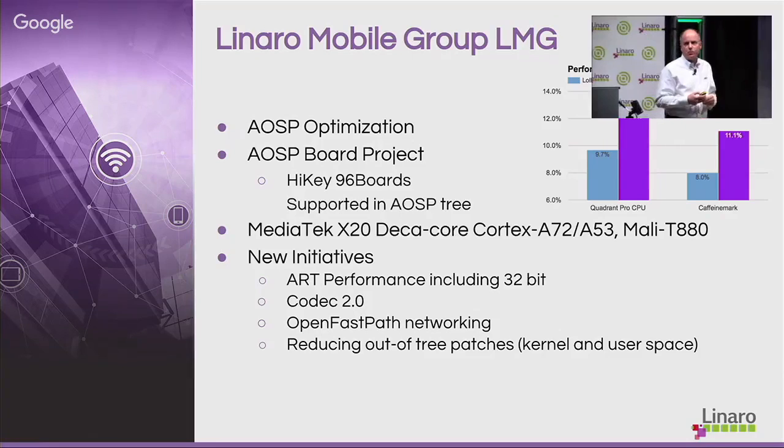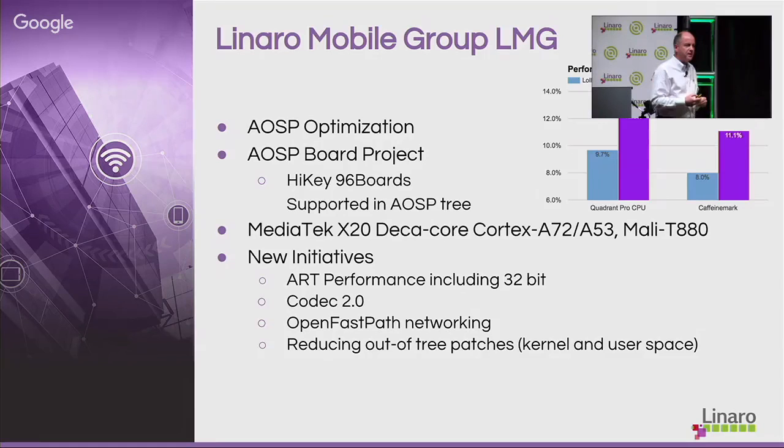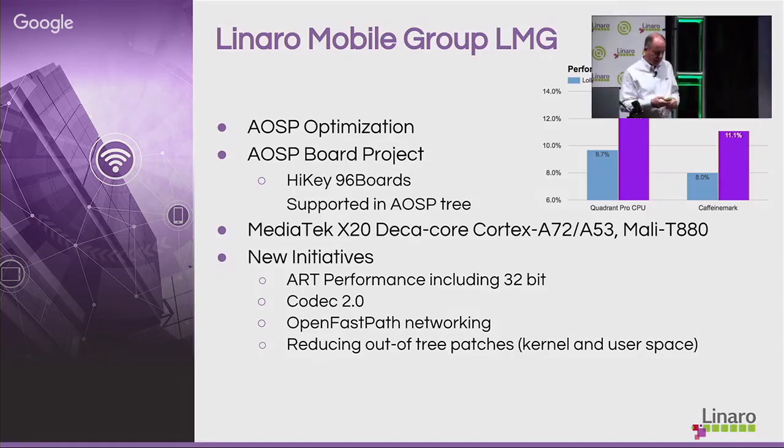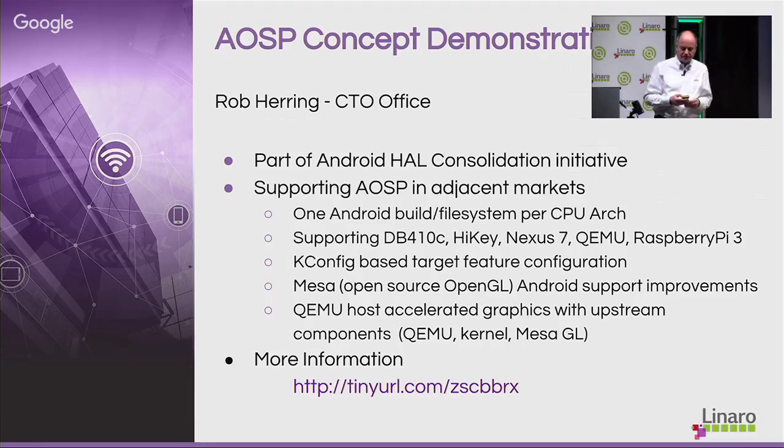New initiatives in LMG include ART Performance, Codec 2.0, looking at open FastPath networking for the kernel, and some effort that's been going on for a while now within Linaro as a collaboration between the Office of the CTO and LMG on reducing vendor out-of-tree patches, both in kernel and user space. And to talk a little bit about this, I'm going to ask Rob Herring from the CTO office to come up and show you some of the things that he's been doing.